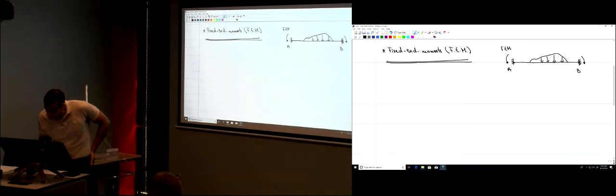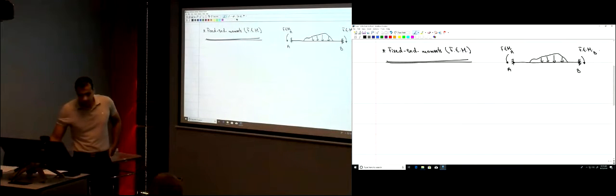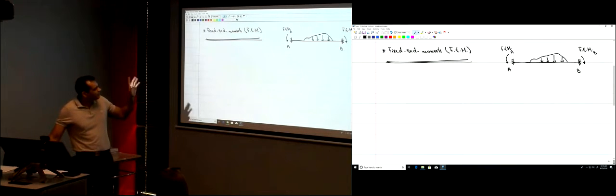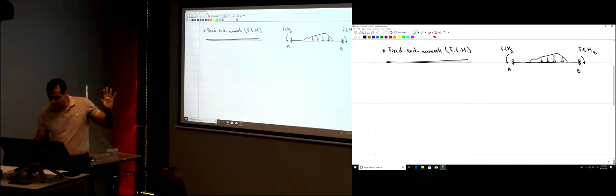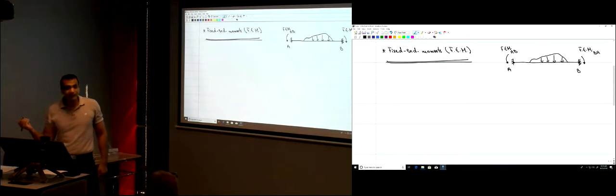So this is the fixed end moment at point A, and this is the fixed end moment at point B. To be more precise later on, this is the fixed end moment at point A, but it's on beam AB, so we're going to call it fixed end moment AB. And here, we're going to call this fixed end moment BA.